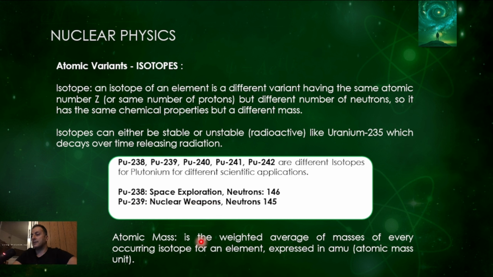The atomic mass is the weighted average, by definition. It is the weighted average of the masses of every naturally occurring isotope of an element, expressed in AMU or atomic mass unit, which we're going to observe later.